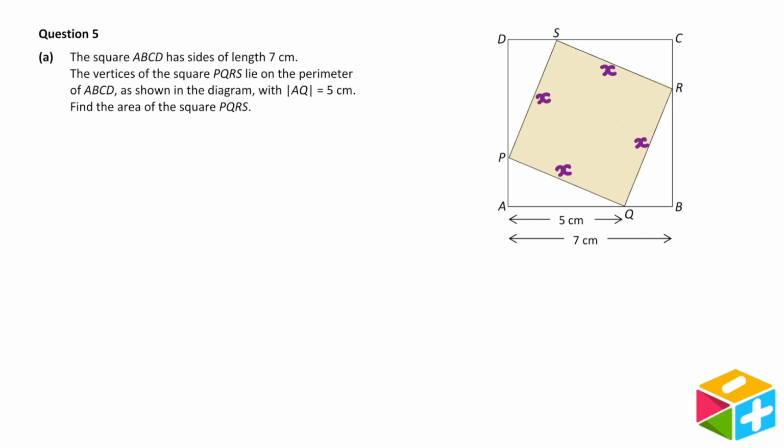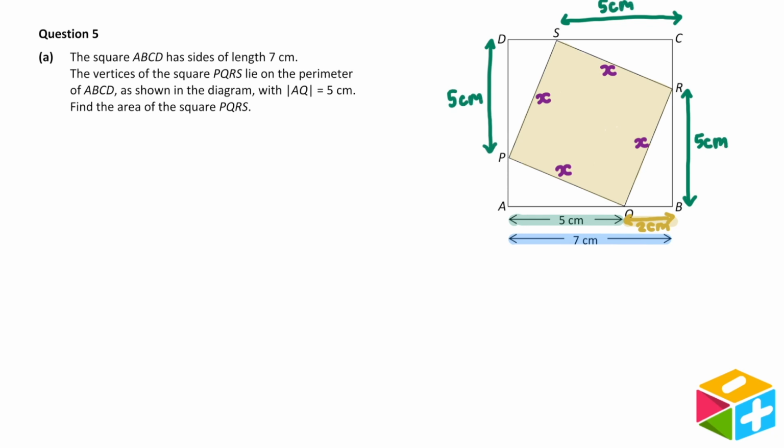Well, let's try to fill in some more information into our diagram. We know that the length from A to B is 7 centimeters. If A to Q is 5 centimeters, this means that there'll be 2 centimeters left over for Q to B. Now, we can exploit some symmetry in the outer square. B to R, C to S, and D to P will all be 5 centimeters also. R to C, S to D, and P to A will all be 2 centimeters.